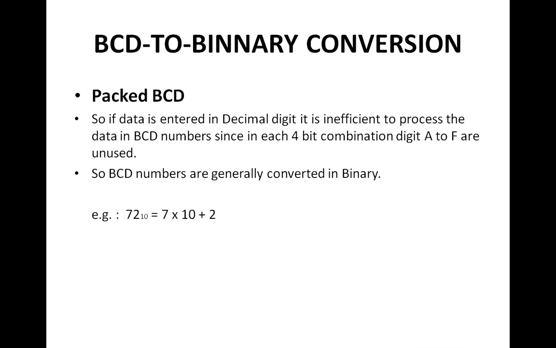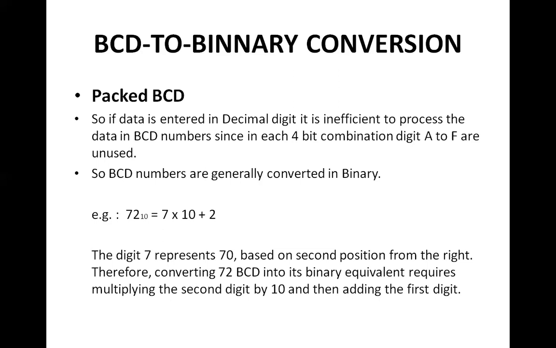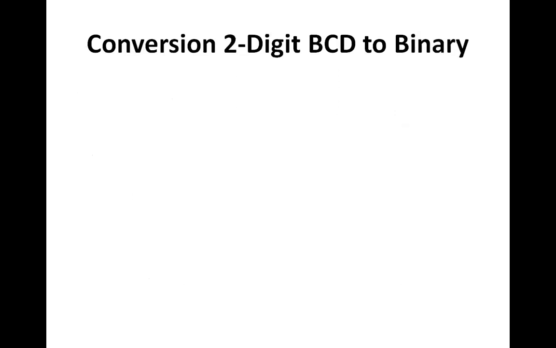Normally, take an example of a BCD number which has to be converted into a binary number. For example, we have 72 as a BCD or decimal number. 72 is normally represented as 7 into 10 plus 2. So the digit 7 represents 70, because it is placed in the second position from the right. Therefore, converting 72 BCD into its binary equivalent requires multiplying the second digit by 10 and then adding the first digit. So this is how we do it, not manually.